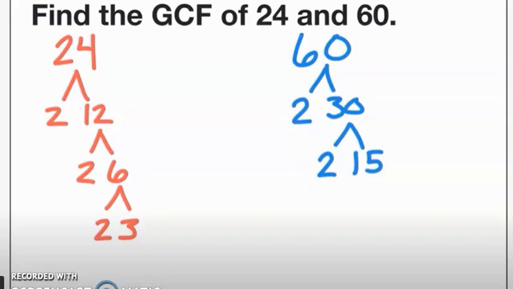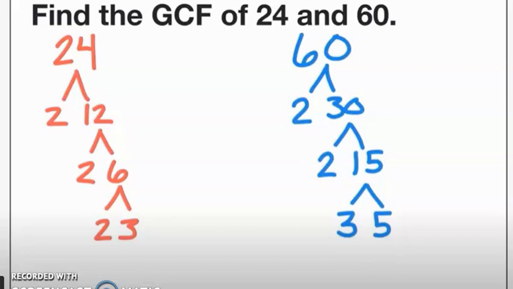However, it is not prime. 15 can be divided by 3. 15 divided by 3 gives us 5. We're at the bottom. Those two numbers can only be divided by 1 and themselves, so we're finished.